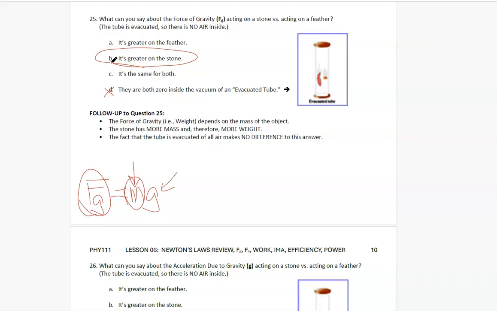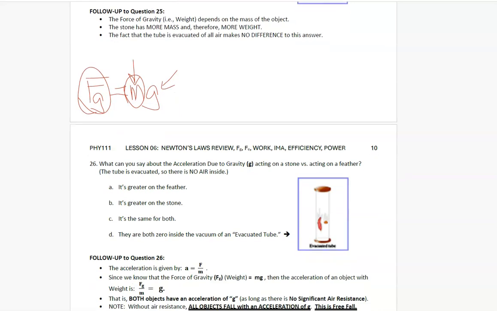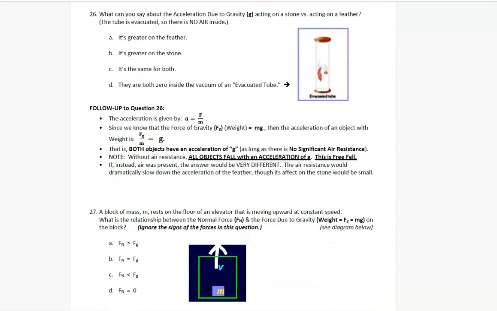All right. So let's look at number 26. Again, we have an evacuated tube. There's no air inside, and the question says, what can you say about the acceleration due to gravity, that's little g, acting on the stone versus acting on the feather? Well, it doesn't matter whether it's a stone or a feather. The g, the acceleration just due to gravity.